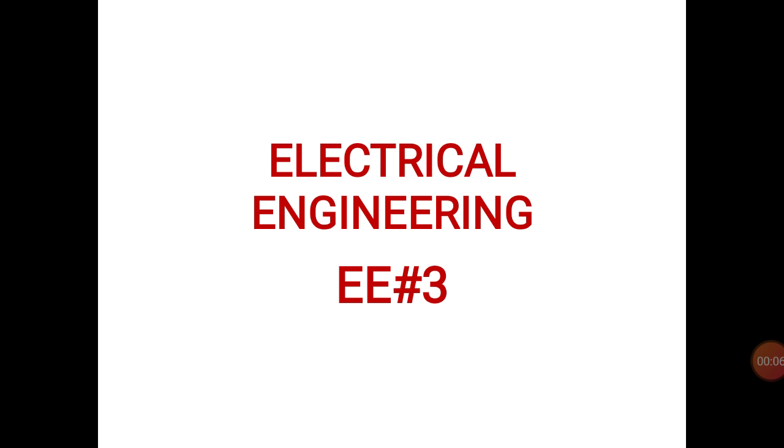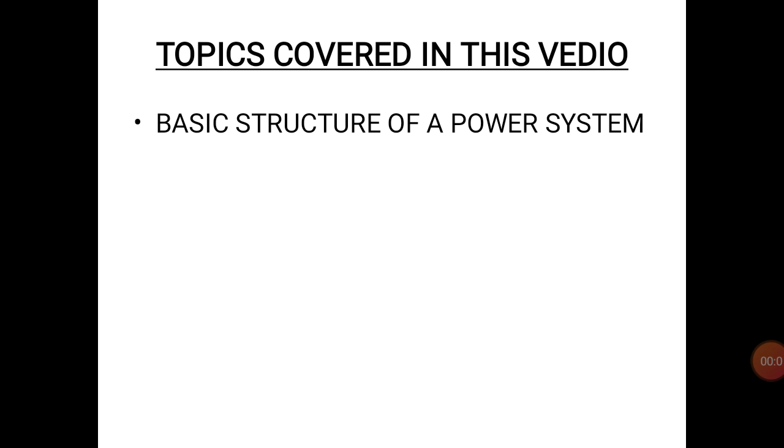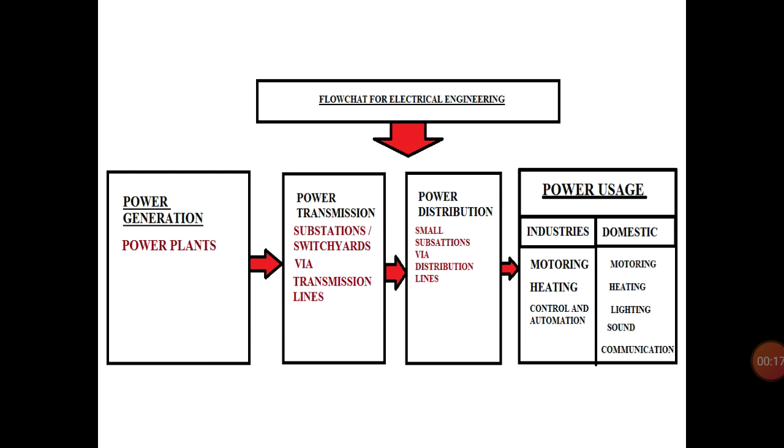In this video, we will observe the basic structures of the power system. This is the flowchart of power system. It starts from power generation to power transmission to power distribution to power usage.